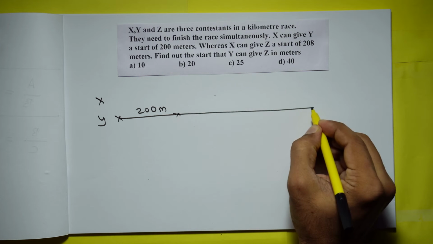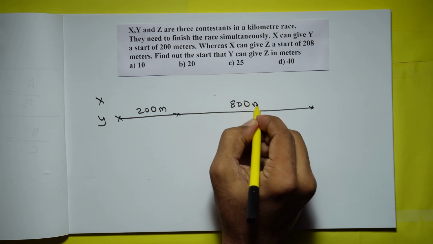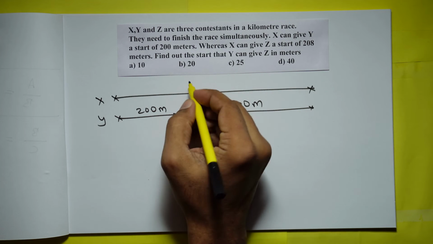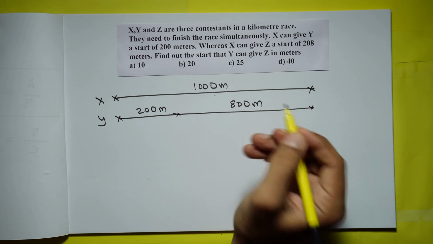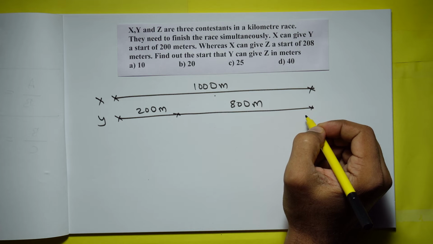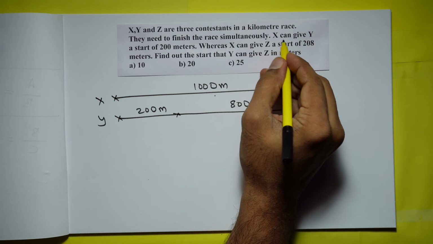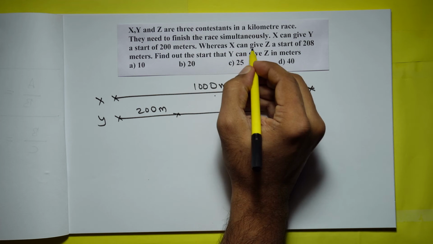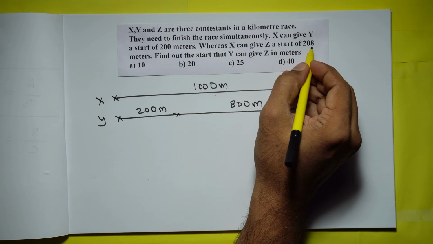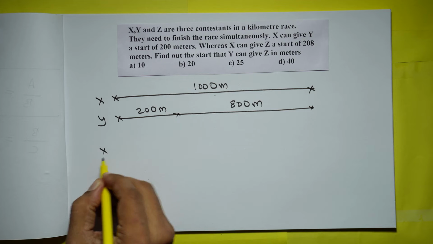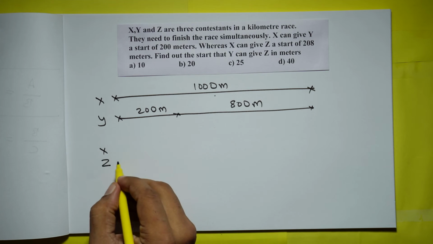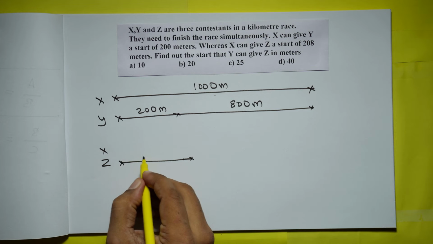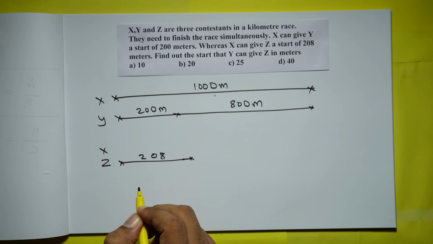So in the time that Y does the remaining 800 meters, X will start from first and complete the full 1000 meters or 1 kilometer, and they will finish simultaneously. That is what it means. X can give Y a start of 200 meters, whereas X can give Z a start of 208 meters. So when X and Z are running, X can give Z a start of 208 meters. So X can allow Z to run for 208 meters.